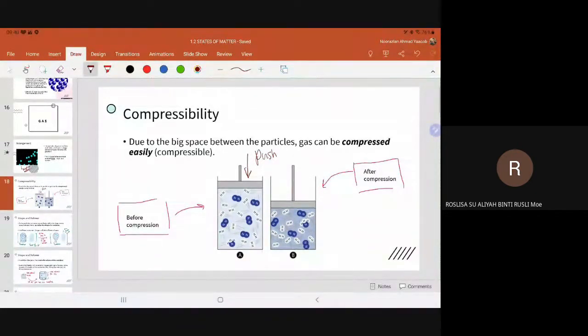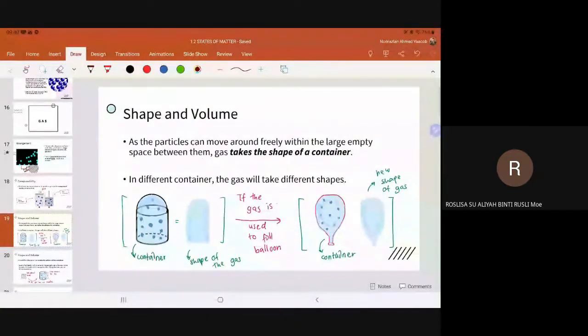Okay. And then the next part is shape and volume. As you know, the particles can move around freely within large space between them. Gas takes the shape of container. Jadi yang warna saya highlight warna biru ni adalah bentuk gas itu. Yang titik-titik bulat itu adalah gas particles. Okay. Zarah-zarah gas. Sebab dia bergerak bebas, dia akan sentiasa bergerak. Jadi kita cakap dia mengambil ruang maksimum bekas itu sendiri. Jadi gas will take the shape of the container. So bentuk gas tu macam ni lah, sama macam ni.